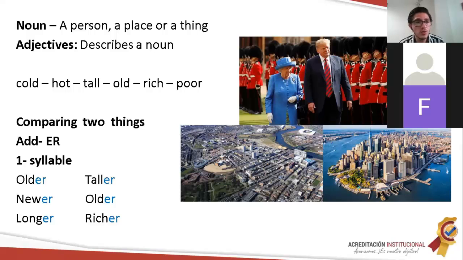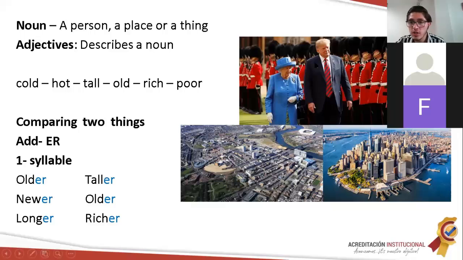But on the other hand, we have adjectives. Adjectives are words which describe a noun. For example, we have cold. It's cold in here. It's hot, tall, old, rich, poor. Those are examples of adjectives. They describe nouns. Now, in English, we usually compare things, right? This is normal when people talk, comparing things or places or people. So that's what comparative adjectives are used for: to compare things, people or places.